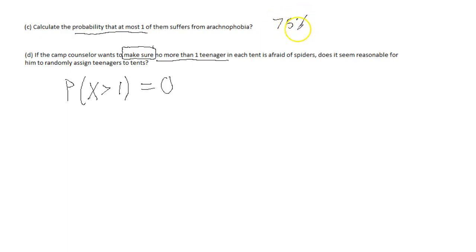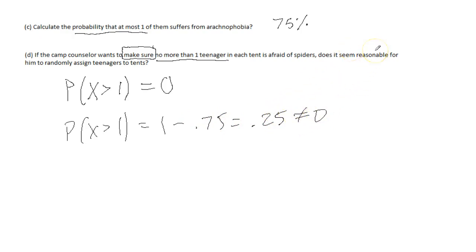So let's say the probability of part C is 75%, let's just say. The answer to part C: there's a 75% chance that at most one of the teenagers suffers from arachnophobia. Then we can determine the probability that X is greater than 1. If we had a random assignment, since this is at most 1, greater than 1 is going to be 1 minus 0.75, which is 0.25. Which is not equal to 0.